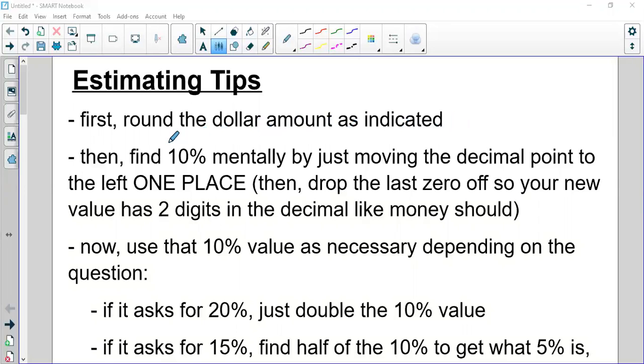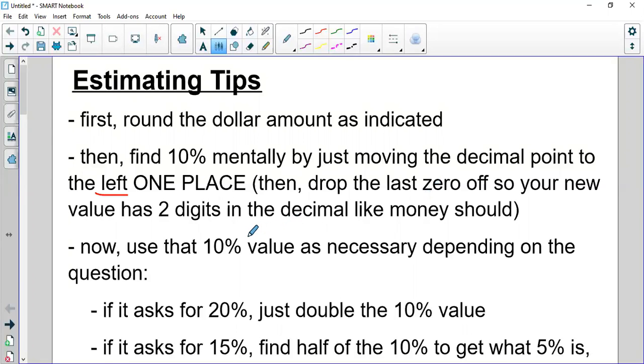Then you're going to find a 10% value. All you have to do to find 10% is move the decimal point in the number you have one place to the left. Then you're going to have three numbers in your decimal, but the last number should be a zero because you rounded. So you're going to drop off that last zero so that your new value has two digits in the decimal, just like money should, dollars and cents. Now you have a 10% number.